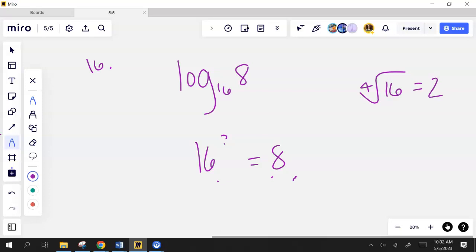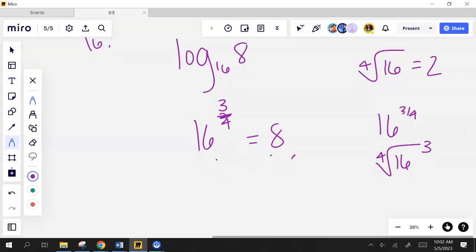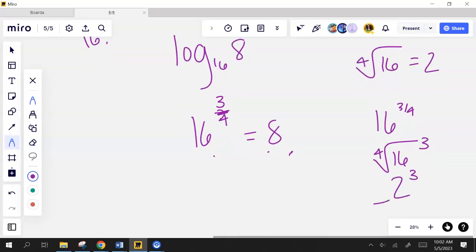How do I say fourth root as an exponent? Over 4, right? So that means this is now 2, and 2 to the what power gives you 8? Third. So if you take 16 and raise it to the 3/4, that means the fourth root of 16, and then raise it to the third power, which is 2 to the third, which gives you 8. This one was hard.